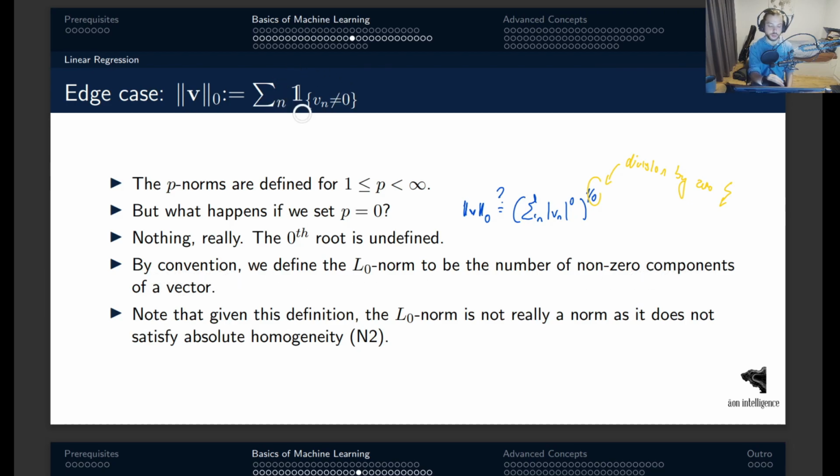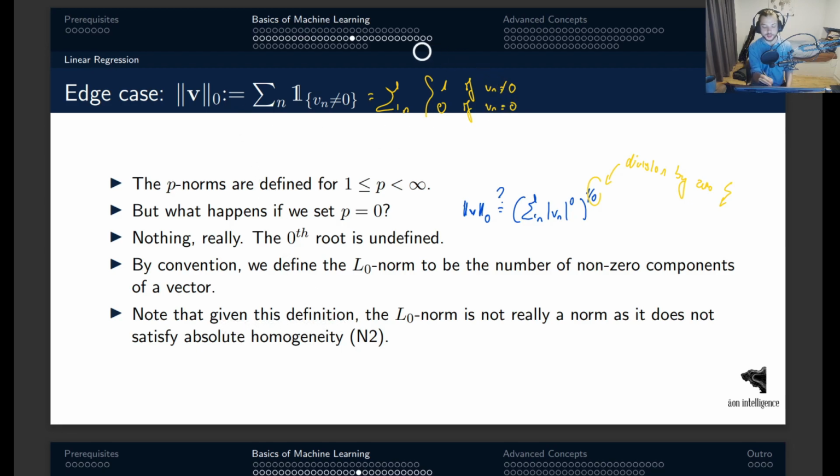So for this expression we use indicator variables, and this indicator variable is 1 whenever Vn is not equal to 0, and it is 0 whenever Vn is equal to 0. So if we write out this indicator variable explicitly, we have the sum of branch cases where we add a 1 to our summation if the component is non-zero and 0 if the component is 0.